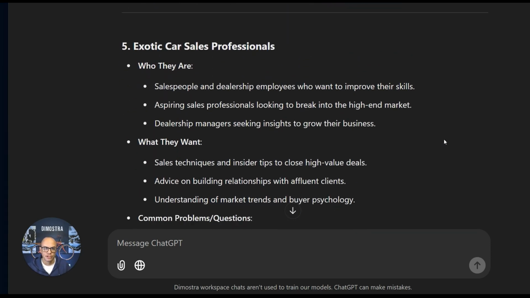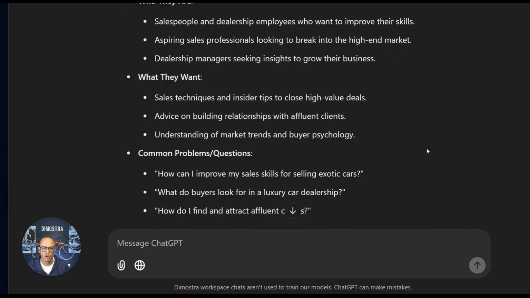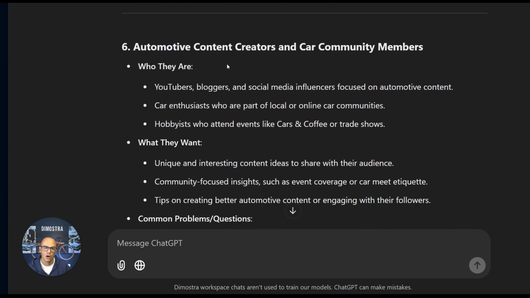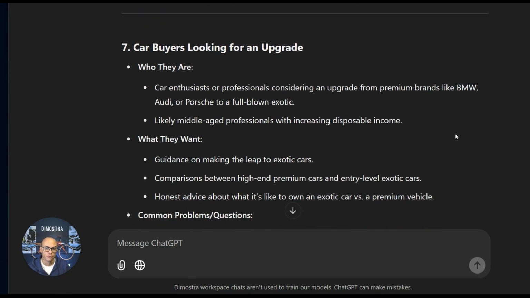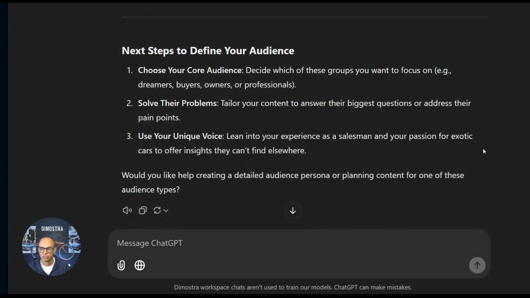The reason why this information is so important is because it makes your messaging clear, you know who to target. So once you understand who you're targeting, it makes content creation so much easier because you don't have to guess. Exotic car sales professionals, who they are, what they want. Automotive content creators and car community members. It's great. Car buyers looking for an upgrade. Yep, it's a big market.